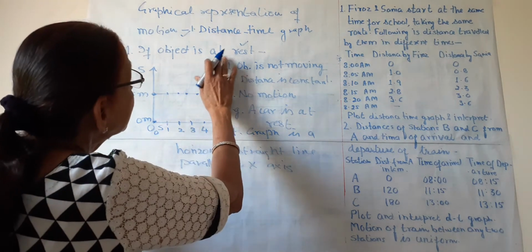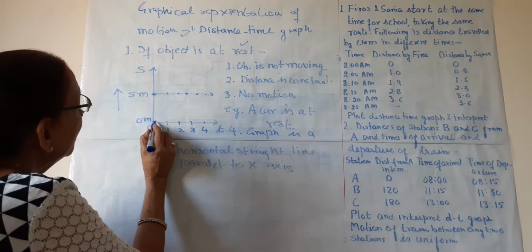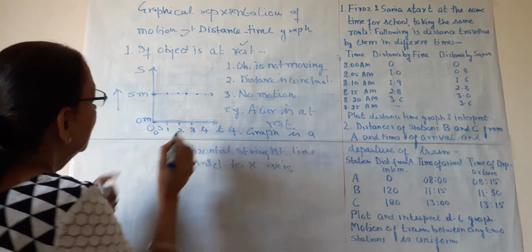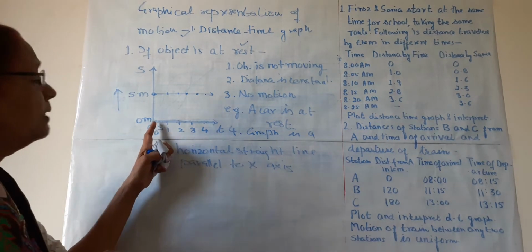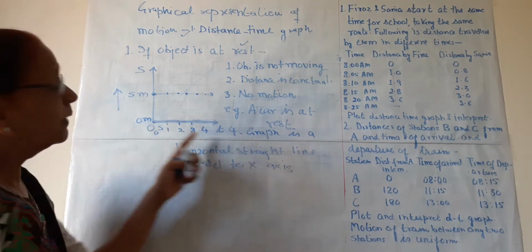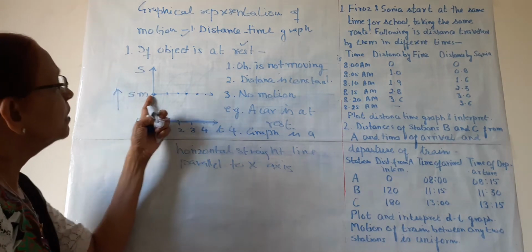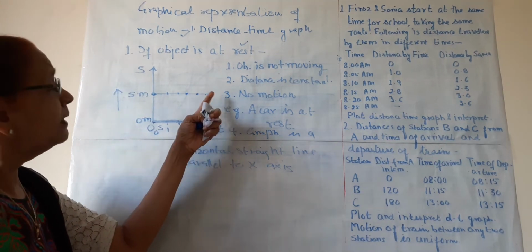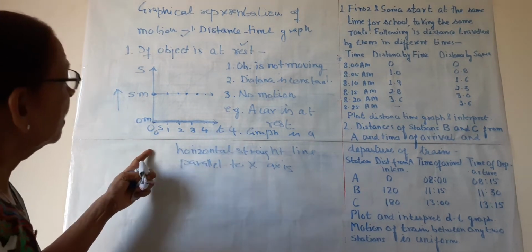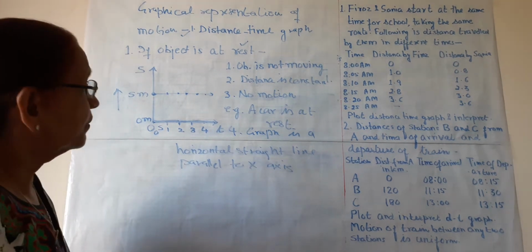So if the object is at rest, then we may have this type of graph line, or we may have a graph line which is on the x-axis. If it is not moving at all, if it is at 0 meter, then the graph line will be on the x-axis. If it reaches 5 and now it is stationary, the graph line will be like this, parallel to the x-axis. So this is the dt graph when the object is at rest. This is our first case.